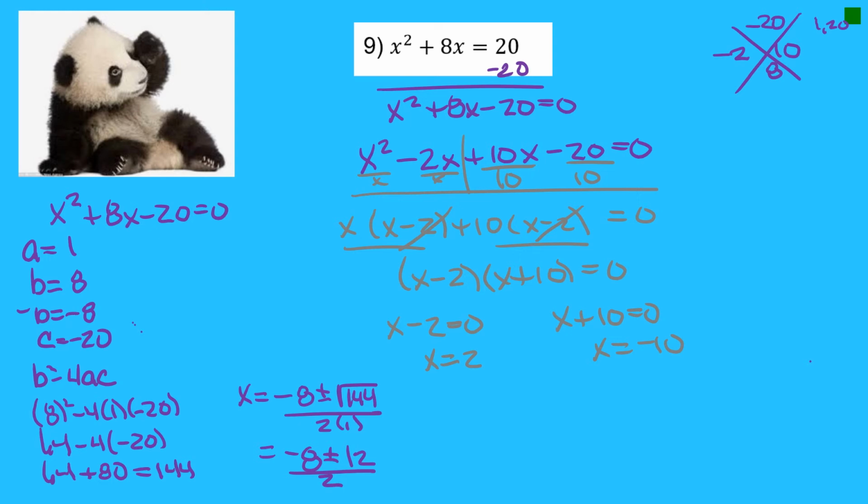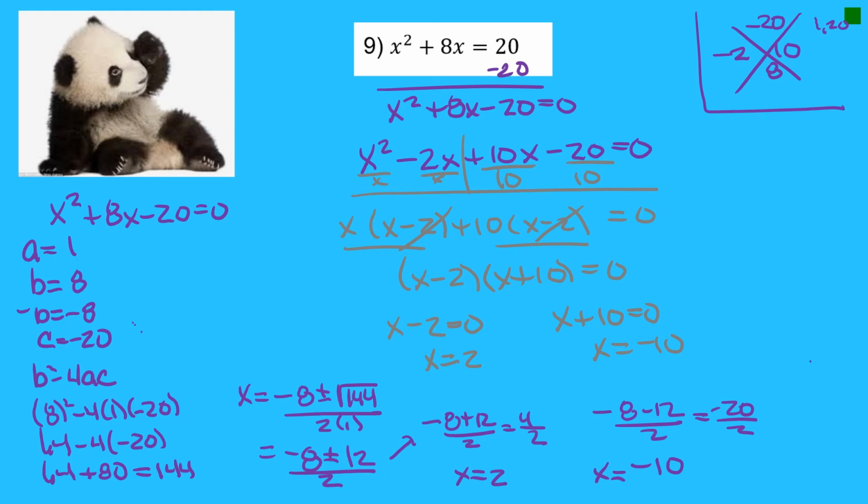So that's negative 8 plus or minus, is there a square root of 144? It is 12. So I have negative 8 plus 12 over 2. That is 4 over 2. I get x equals 2. Look at that. I have negative 8 minus 12 over 2. That's negative 20 over 2. I get negative 10. Now, both ways work. It only works because it's ax squared plus bx plus c, and the factoring worked. Not everything factors. The last ones didn't. But it's a good thing to try.